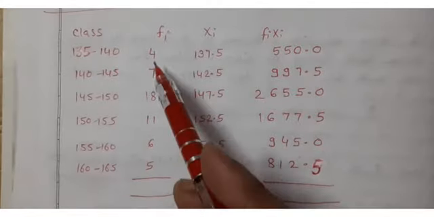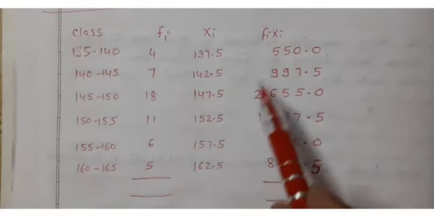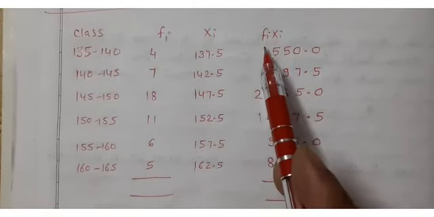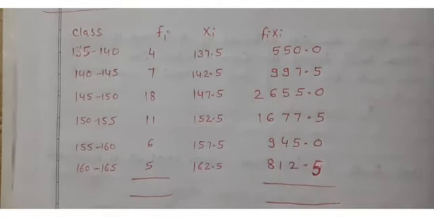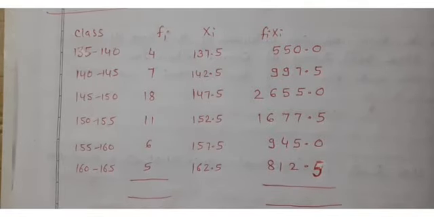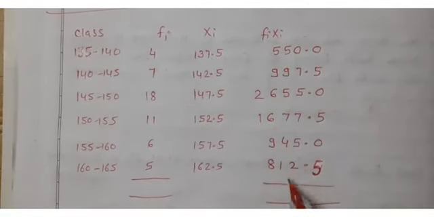So what to do, see here? You have to find the sum of these fi and the sum of fixi. Because we are using the direct method here, you have to find the sum of fi and the sum of fixi.